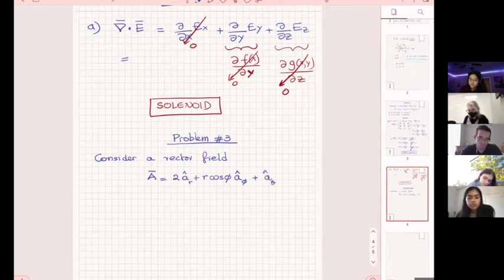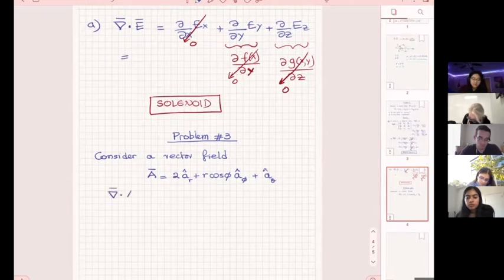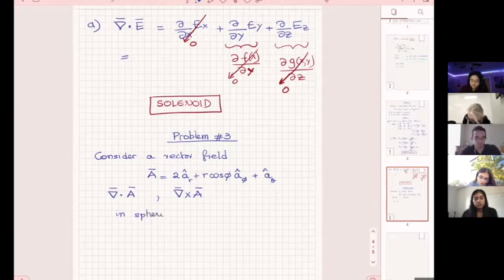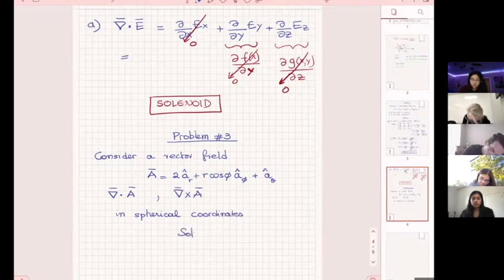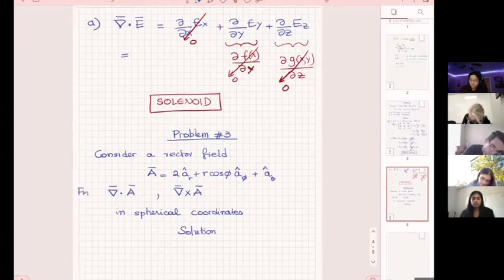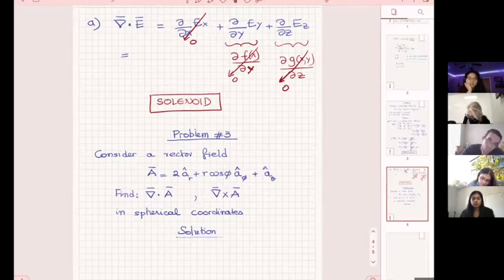All right, so I'm going to classify this field. So practically I have to find this and that, but in spherical coordinates. Okay. So practically we need to find, and then on the basis of what we find from each one of those, we'll classify. All right.